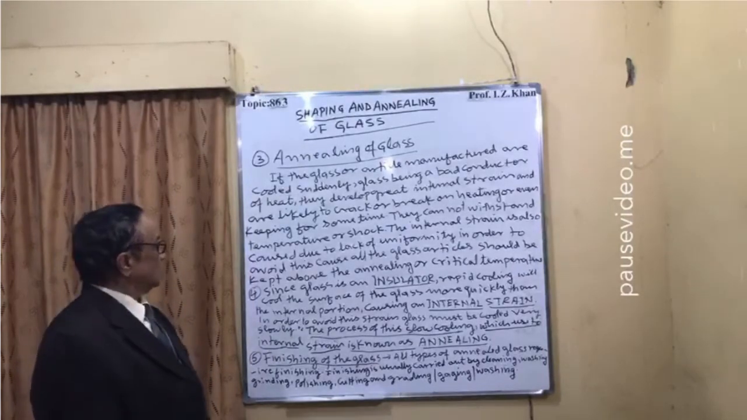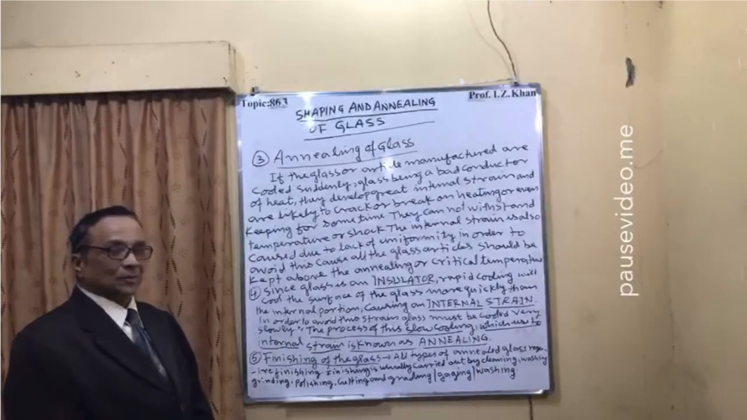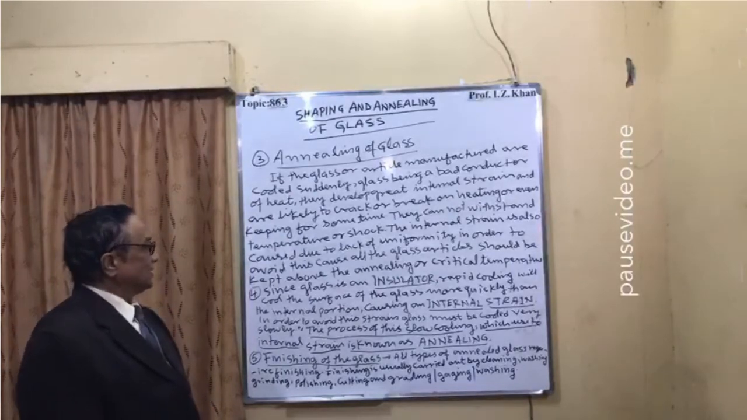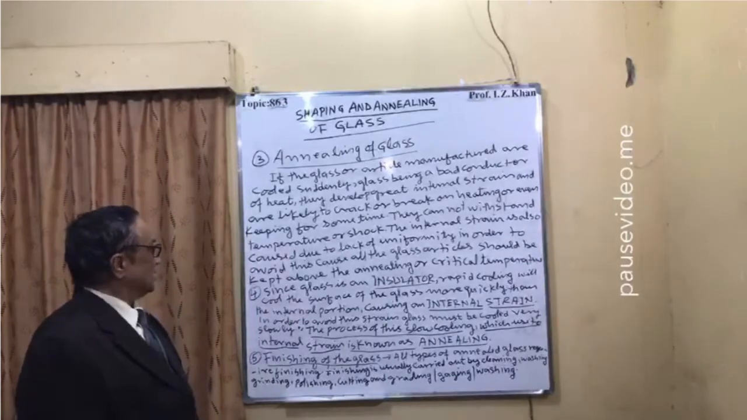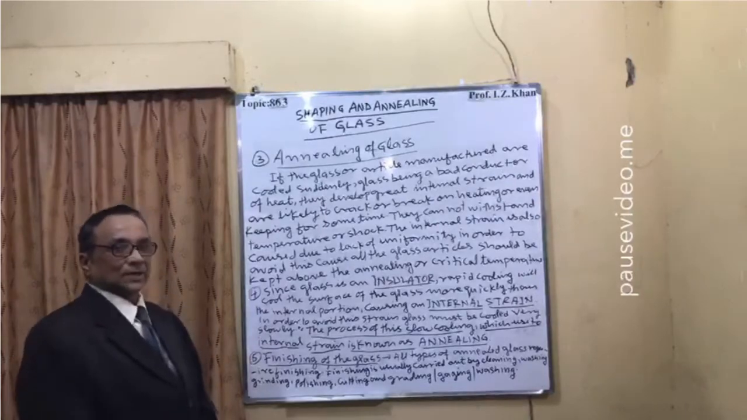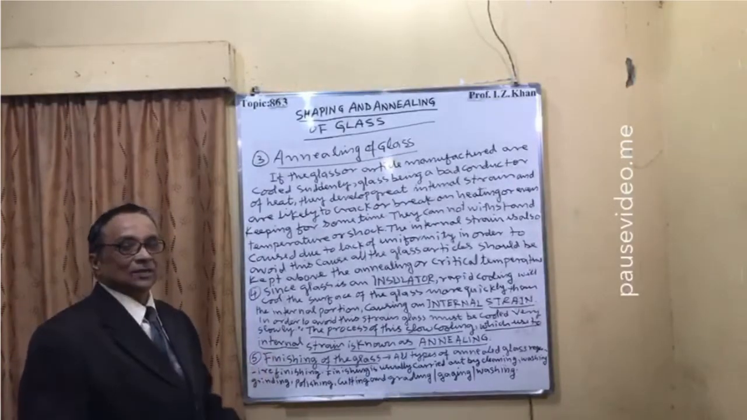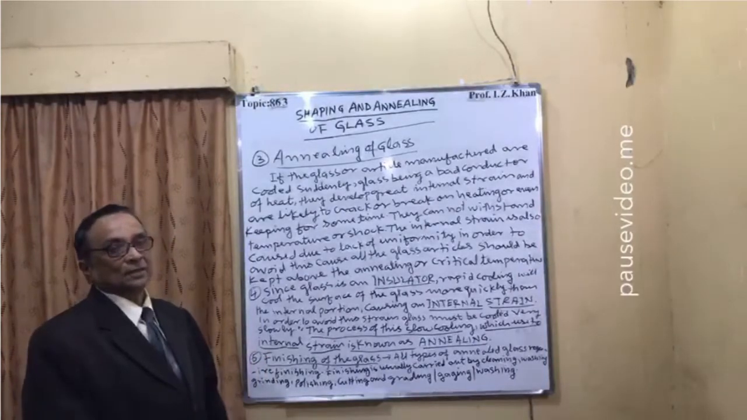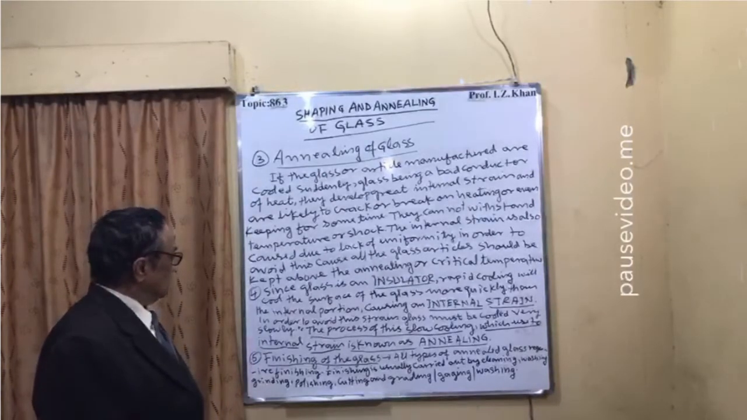The internal strain is also caused due to lack of uniformity. In order to avoid this cause, all the glass articles should be kept above the annealing or critical temperature. So in order to avoid that and to maintain the uniformity, the annealing process is very important, and that is called the critical temperature.